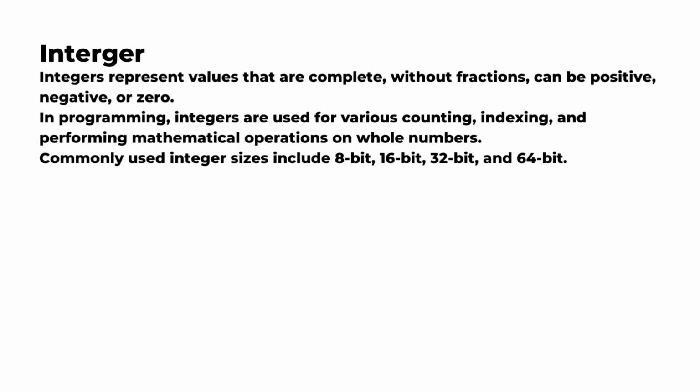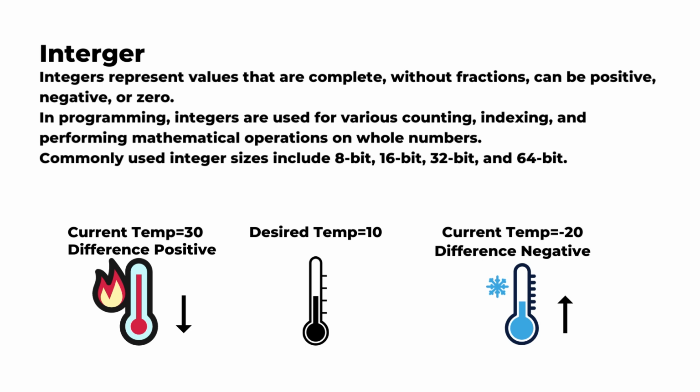For instance, in a temperature control system, we can use an integer to represent the difference between the desired and current temperatures. If the difference is negative, it indicates that the system needs to increase the temperature.